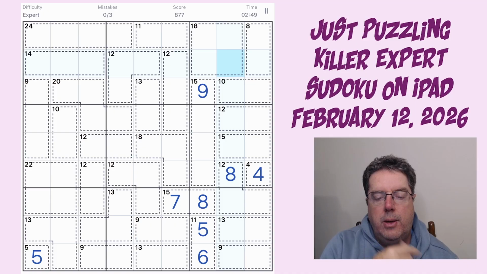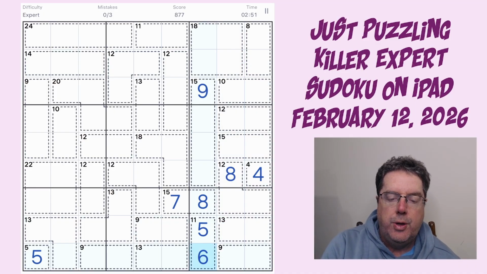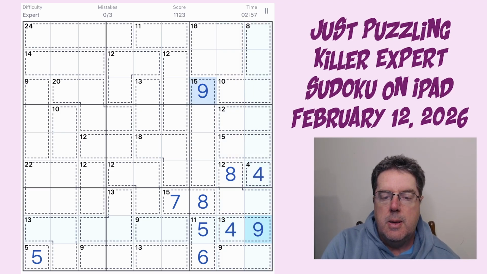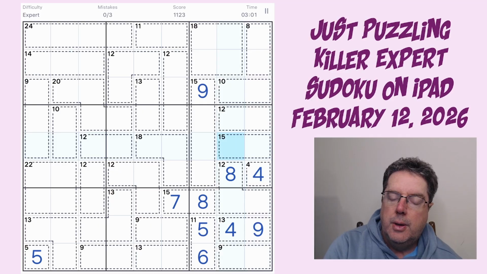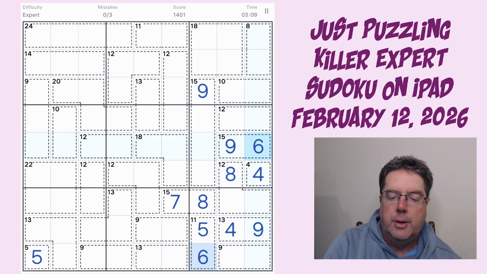1 and 3, so this is going to be 9 and 4, because 6 and 7 can't be there, and 8 and 5, so 4 can't be there, so this is a 4, leaving this to be a 9. Alright, so remember this was 9 and 6, because 6 can't be there, and 1, 2, 3 was there, so 9 comes up here, so this is a 9, leaving this to be a 6.